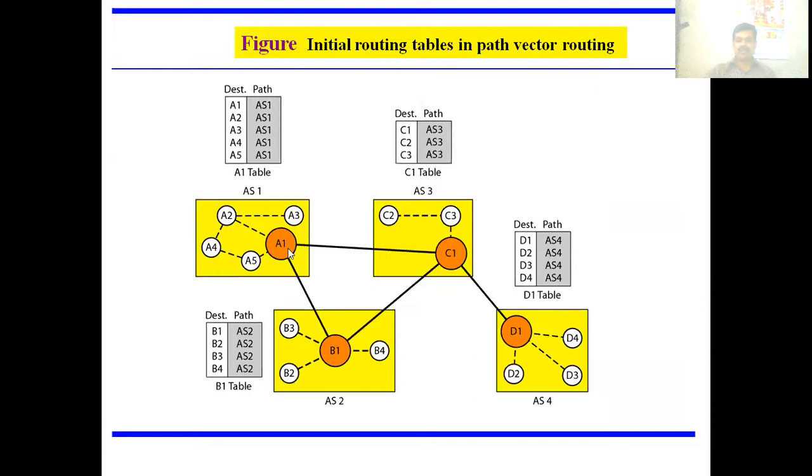So, the initial routing tables in path vector routing. Here we have four autonomous systems. In AS1, A1 is the speaker node, in autonomous system 3, C1 is the speaker node, in autonomous system 2, B1 is the speaker node, and in autonomous system 4, D1 is the speaker node. The routing table for AS1 is A1, A2, A3, A4, A5, all in autonomous system 1. For autonomous system 3, C1, C2, C3 are all present in autonomous system 3. This is the initial routing table of path vector routing.